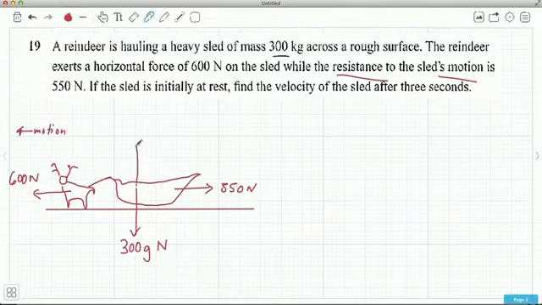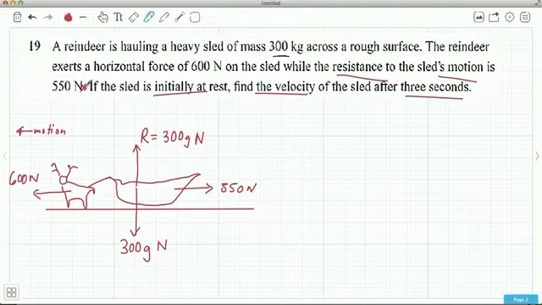And you'll remember that there has to be a reaction force. Now the reaction force here, because there's no other vertical stuff going on, is going to be exactly the same as this one. So R will be 300 g newtons. If the sled's initially at rest, find the velocity of the sled after 3 seconds.